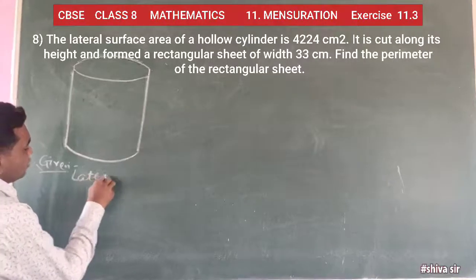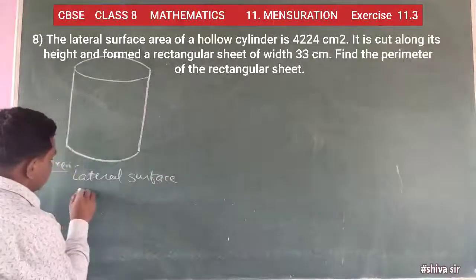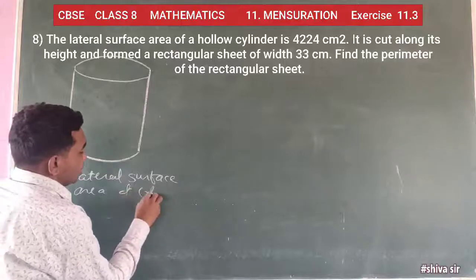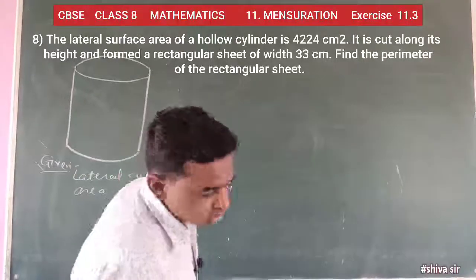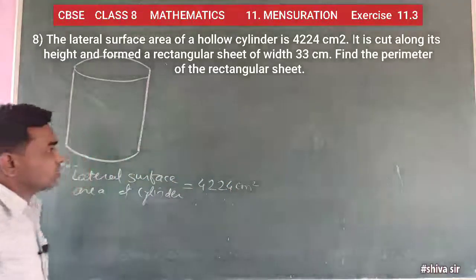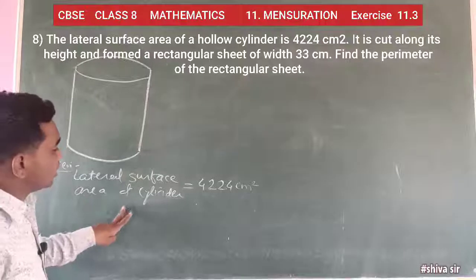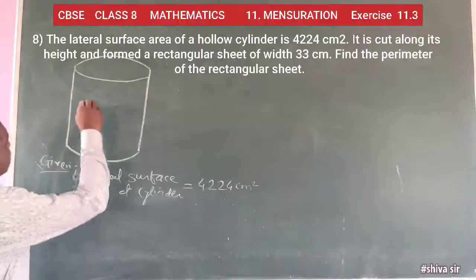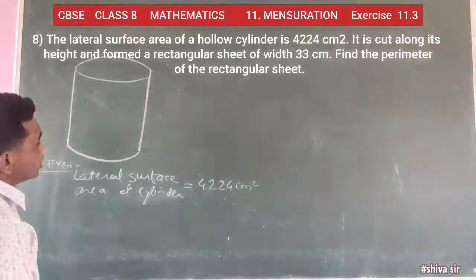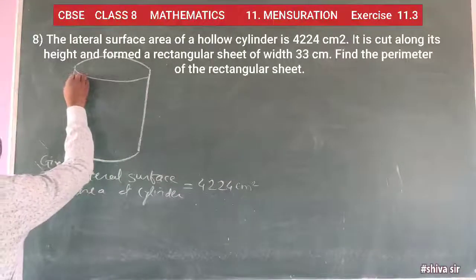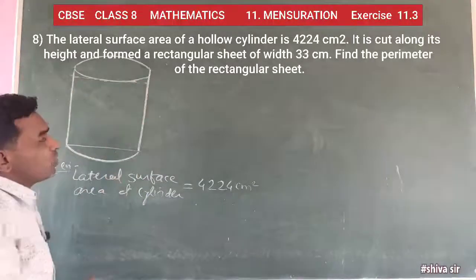So the lateral surface area of the cylinder is equal to 4224 centimeter square. These are the given values. Lateral surface area of a cylinder is a given value. This is a hollow cylinder, and along its height we just cut this cylinder, and then it forms a rectangular sheet.